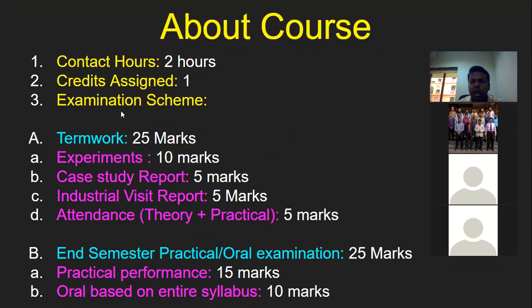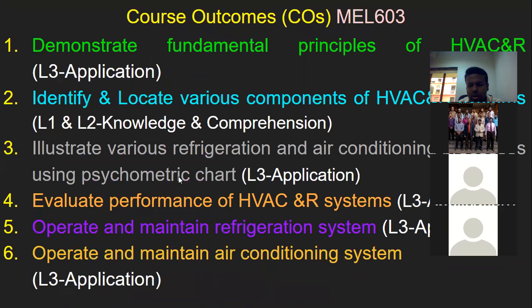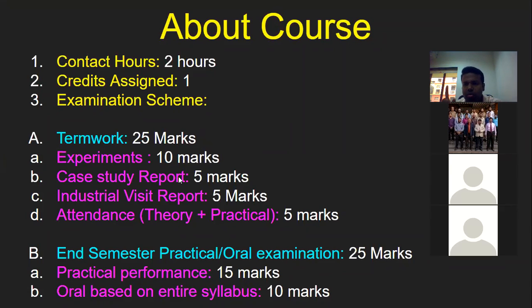25 marks you will get for what you are doing throughout the semester. So that is called term work, what your work for the term. For that you'll get 25 marks. For that 25 marks, as I told you, experiments are for 10 marks. For that we will perform 6 experiments.